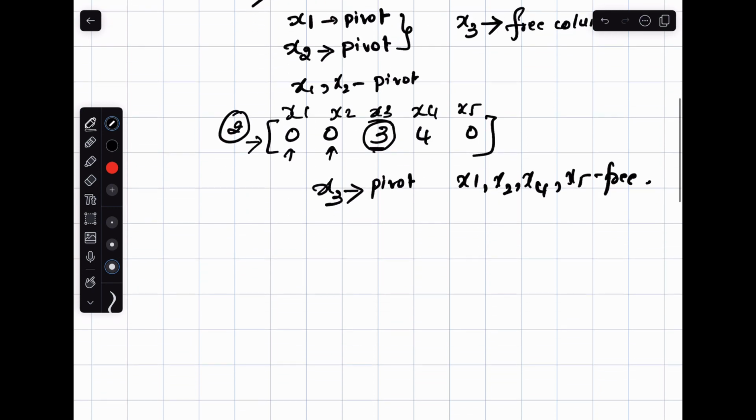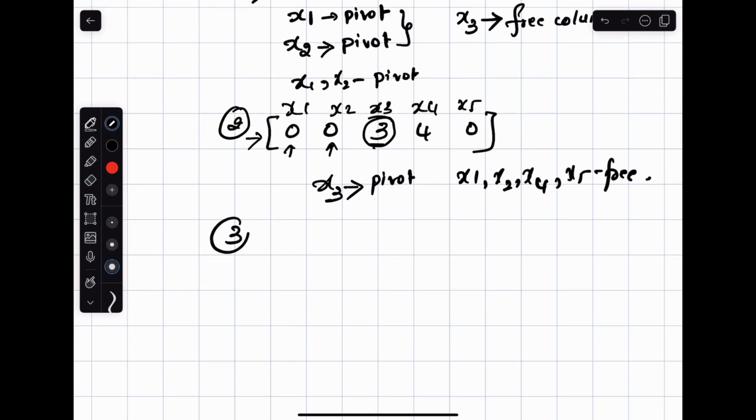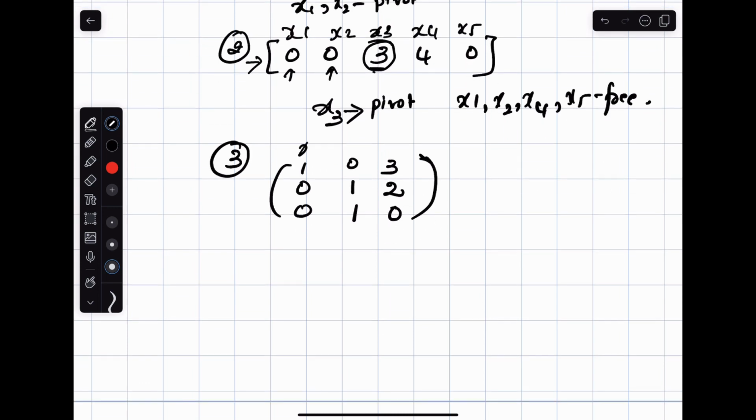Let us take one more example, the third example. The matrix is 1 0 3, 0 1 2, and 0 1 0. We are considering this example and we have the columns x1, x2 and x3. In the first row, the first element is non-zero, so let us consider x1 as the pivot. Now in the second row, the second element is 1 after 0, right? So again that is a pivot.